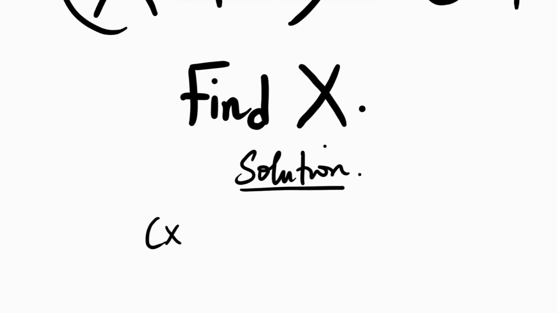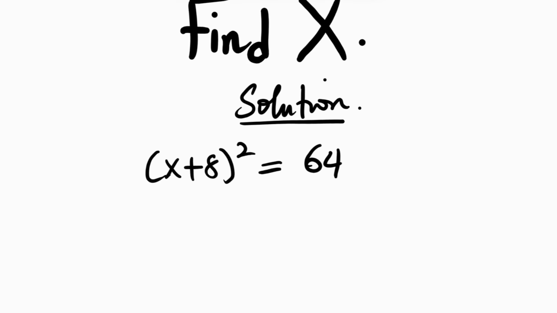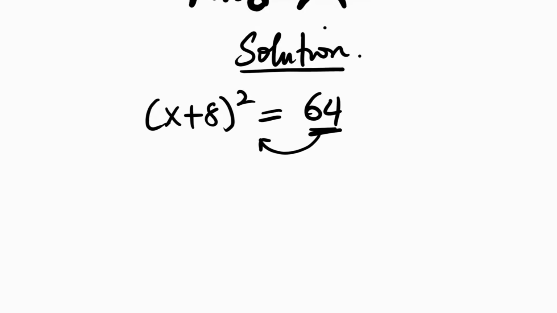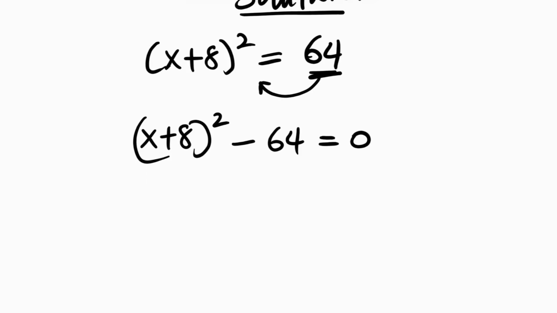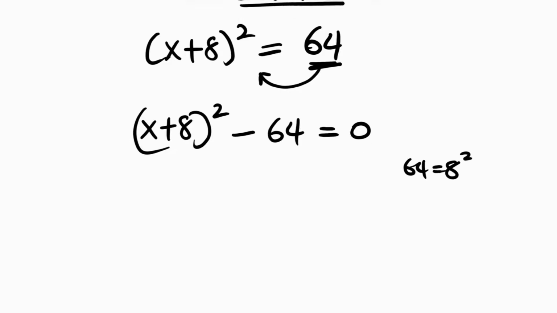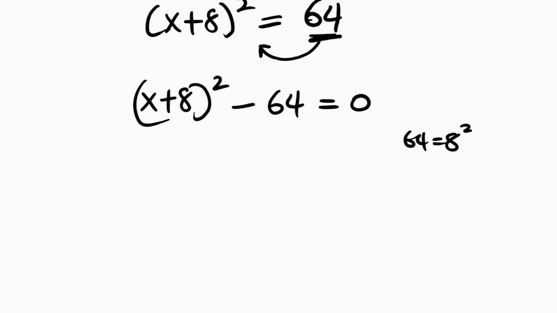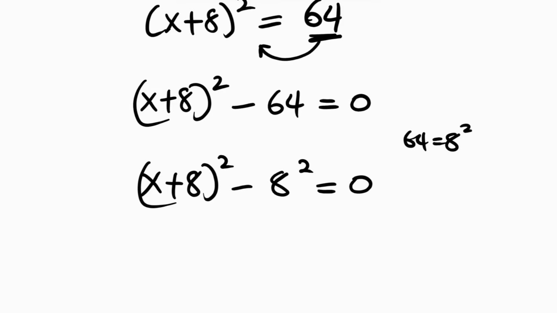So we have (x + 8)² = 64. What we can do is move 64 to the left-hand side, and that becomes (x + 8)² − 64 = 0. Now we can rewrite 64 to become 8². So now we have (x + 8)² − 8² = 0.